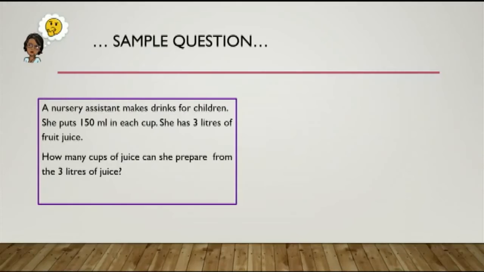Let's look at another question. Oh, here's another one. Okay, so she's making drinks for children. She puts 150 milliliters in each cup. She has a jug with 3 liters of juice. How many cups of juice can she prepare from the 3 liters of juice? So it's 150 in each cup, and she has 3 in all. Again, remember, 1 liter is 1,000 milliliters.